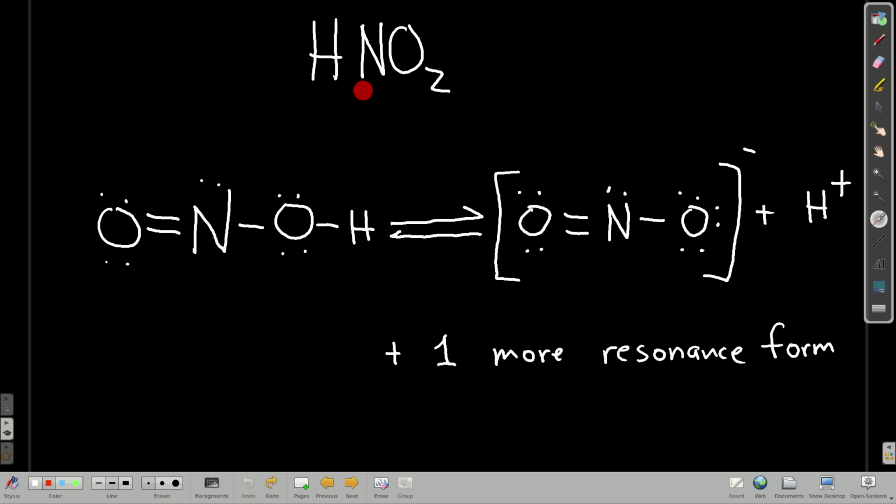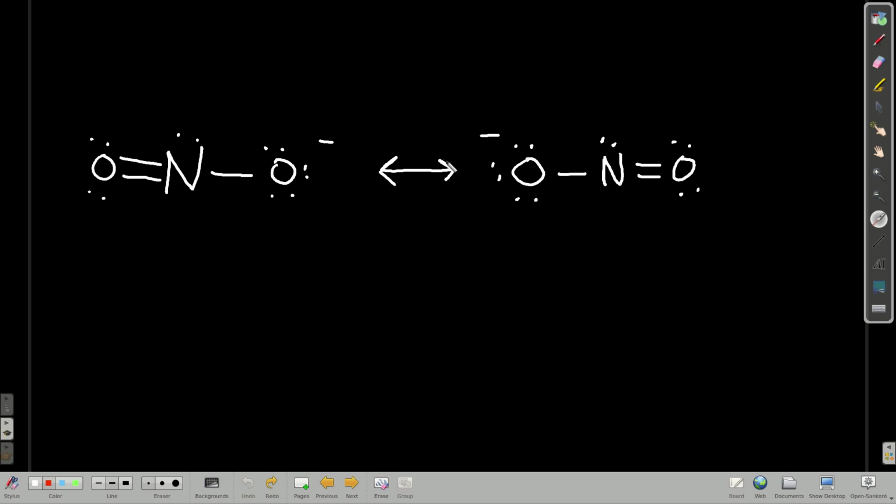Now, nitrous acid, on the other hand, is not nearly as strong. And the difference is that there are only two resonance forms of the conjugate base, in this case nitrite, than there are with nitric acid, where there are three resonance forms. And this is what happens with nitrous acid when it loses a proton and becomes nitrite. It just has these two resonance forms. The negative charge is spread out over two oxygen atoms, not three. It's less stable, it's harder to form, and the acid is weaker than nitric acid.